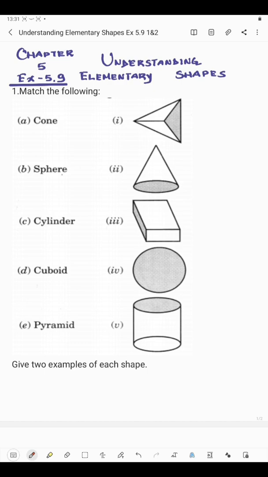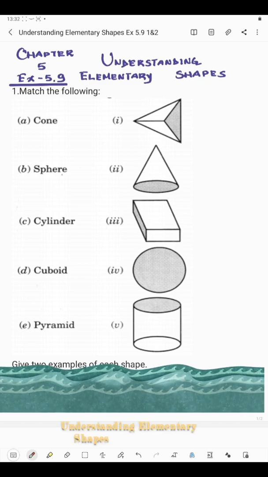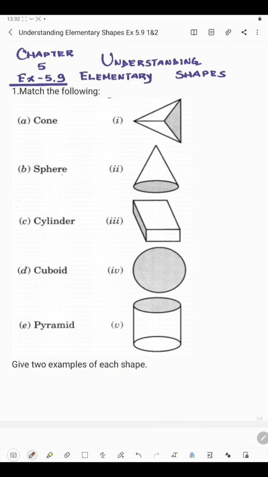Students, now I am going to start question number 1 of exercise 5.9. In question number 1 we have match the following. In the first part we have cone. Here we have been given some solid shapes. We have to identify which one is the cone.